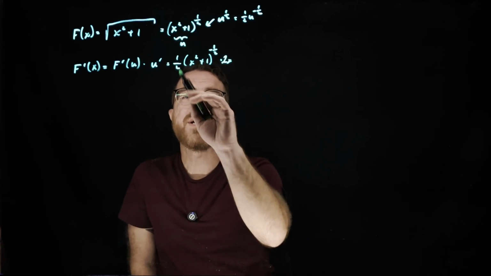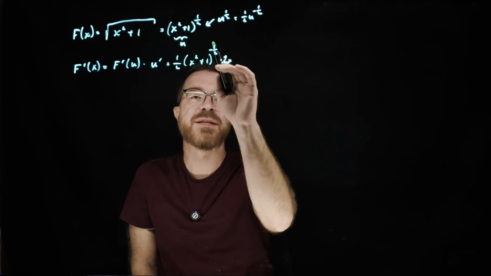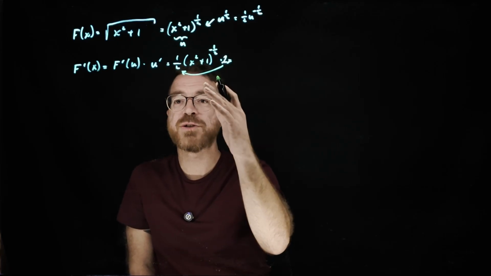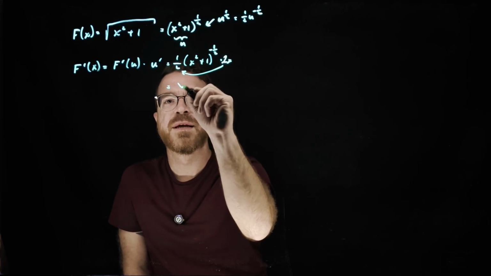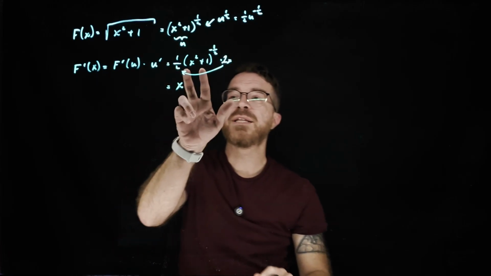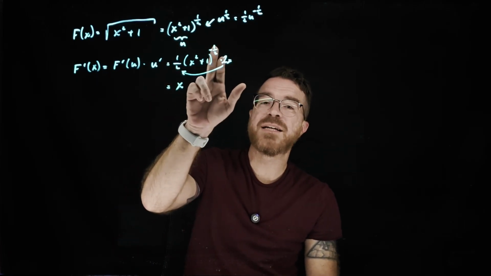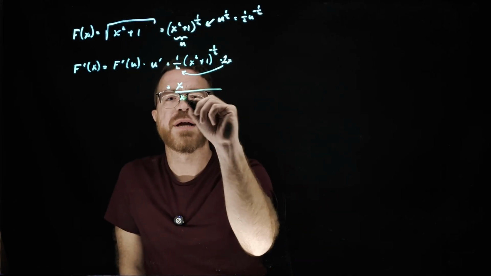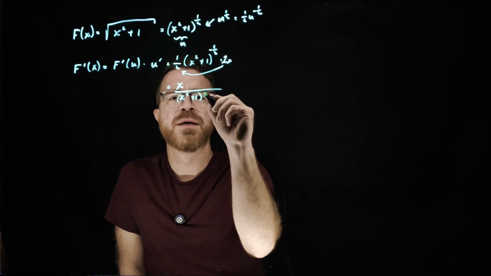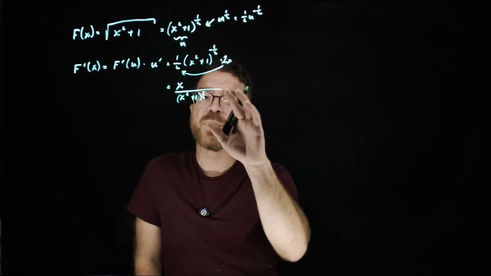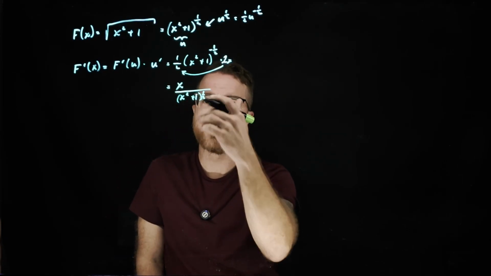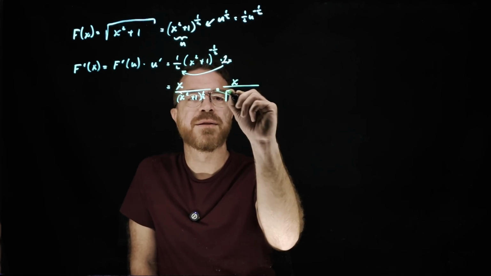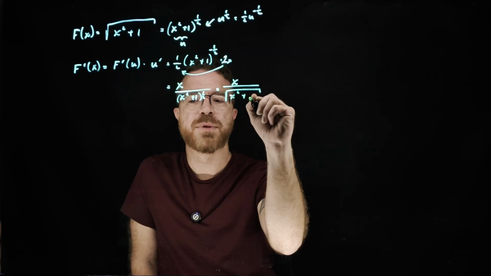So we're going to get 1/2 x squared plus 1 to the negative 1/2 times 2x. So if I bring my 2x over here, I get 2x over 2. That's just going to leave me with x. And then if I look at this term here, x squared plus 1 to the negative 1/2, the negative is just going to bring it to the denominator. This would be over x squared plus 1 to the 1/2. Or if I want to put it back in terms of my original function, which was a square root, this is going to be equal to x divided by the square root of x squared plus 1.